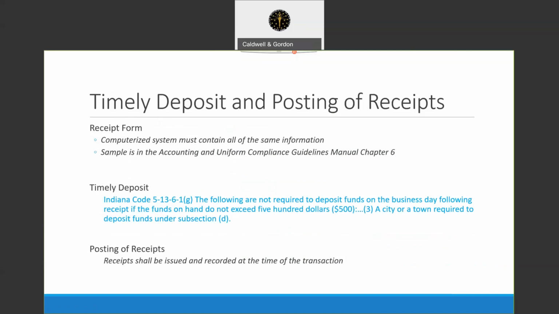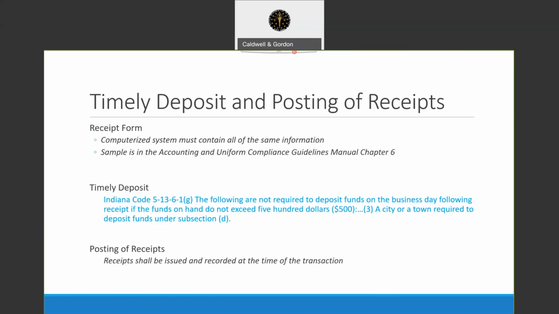Your city or town should already have a system in place using the proper type of receipt form, but just in case you want to look at the prescribed form, it is referenced here for you. In many of your computerized systems, your receipt form will not look exactly the same as the prescribed form, but it should contain all of the same information required on that prescribed form.